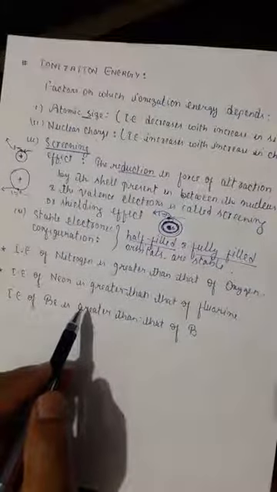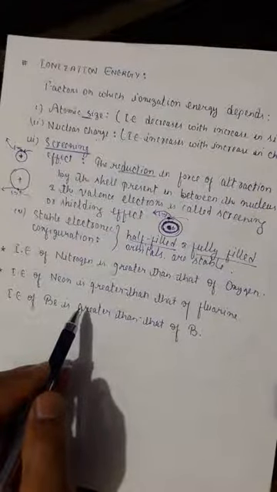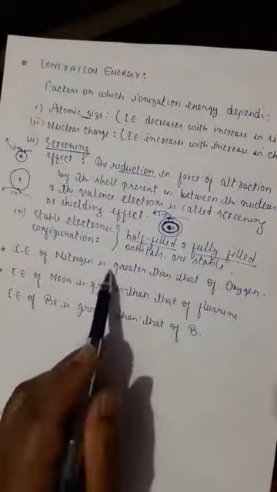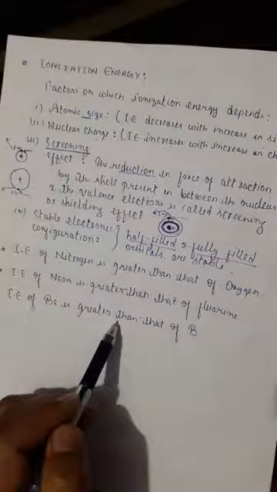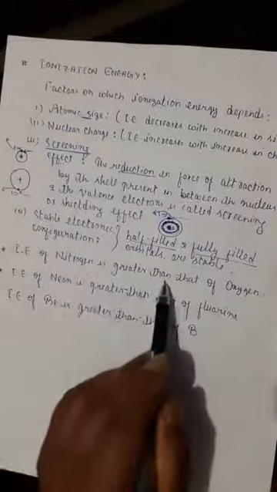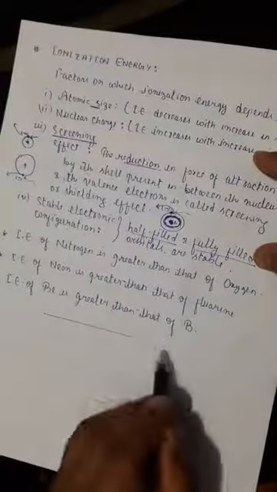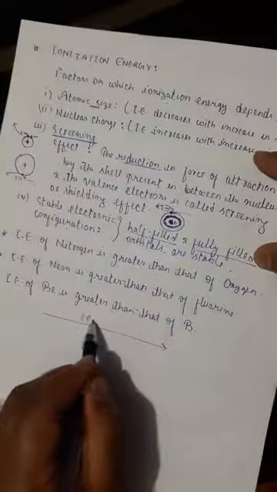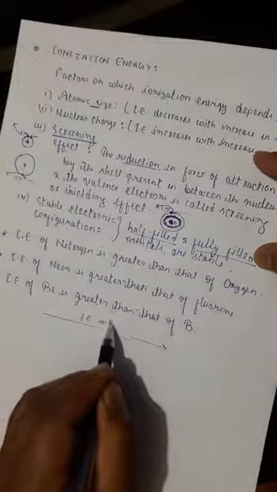So based on this ionization energy, there are different questions which are very important, and among them these three questions, or the reasons for these three questions, are very, very important. Like, ionization energy of nitrogen is greater than that of oxygen. So as you move from left to right in the periodic table, what will happen to the ionization energy? Ionization energy will increase.